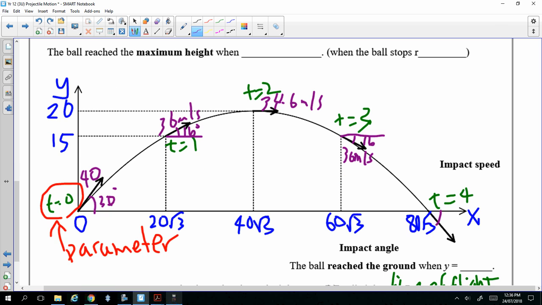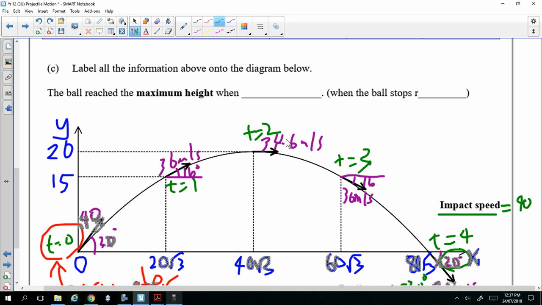And then we'll have to explain a few words. The impact angle is the angle when you hit the ground. That's 30 degrees, and that's called the impact angle. And the impact speed is the speed when you hit the ground, 40 meters per second. And we'll note that you reach the maximum height when y dot is 0, when it stops rising. That's how we find the maximum height, when y dot is 0. And you reach the ground when y is 0. So note the difference: you reach the ground when y is 0, and you reach maximum height when y dot is 0.